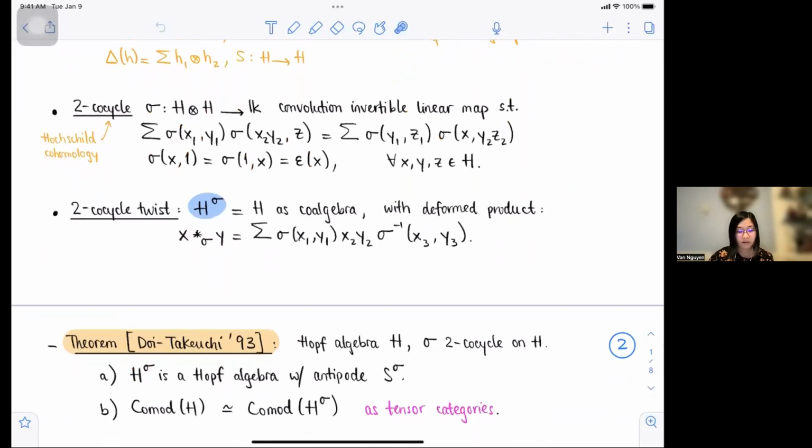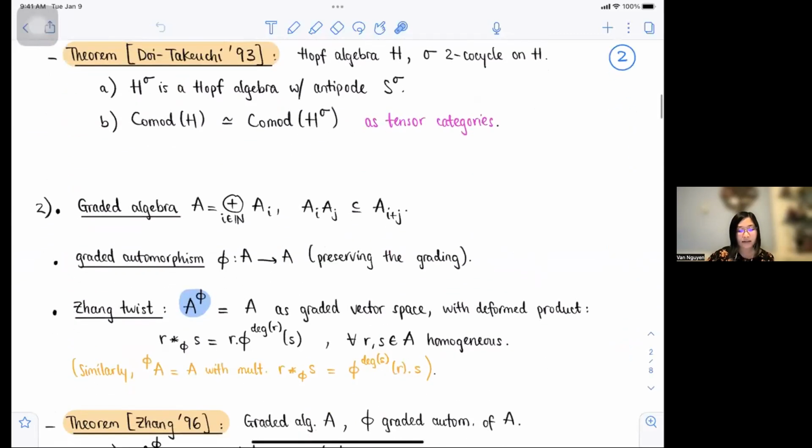Moreover, the category of comodules of H is actually equivalent to the category of comodules of H sigma as a tensor category. So it has a monoidal structure and so on, and it behaves well under the tensor product. Right, so that's the first kind of deformation of Hopf algebras.